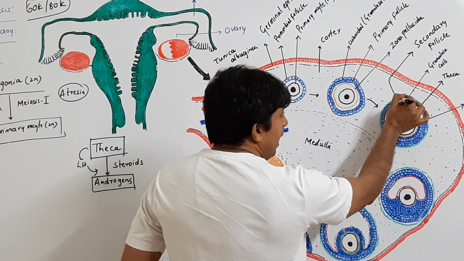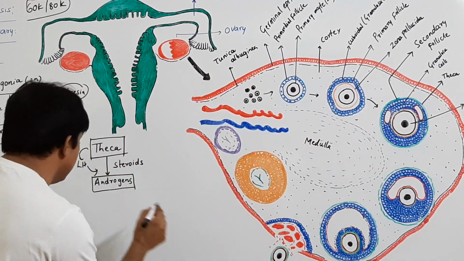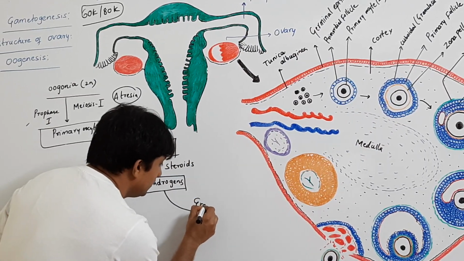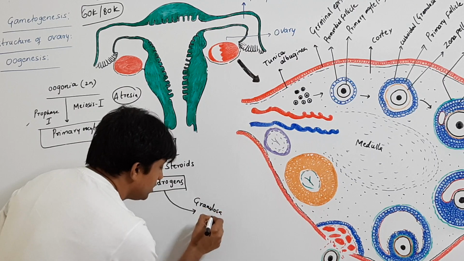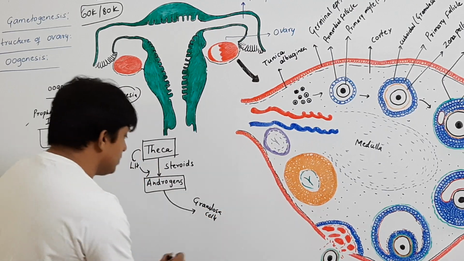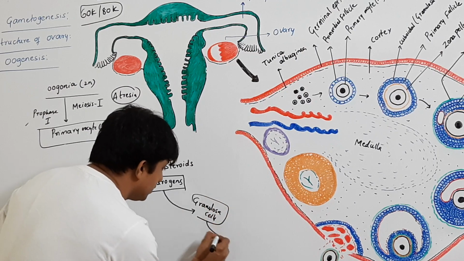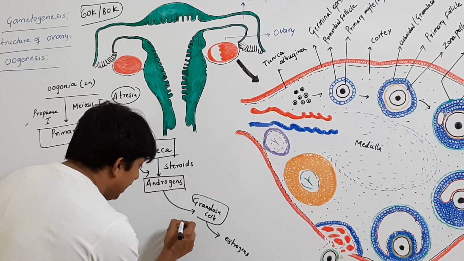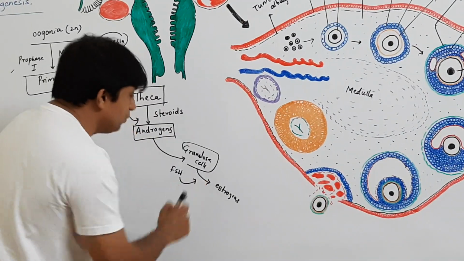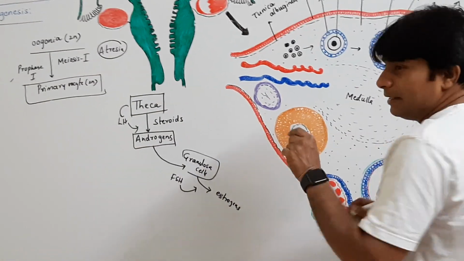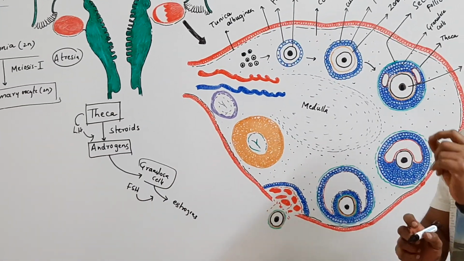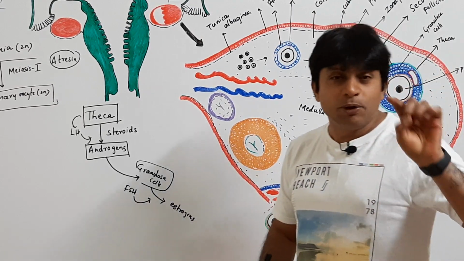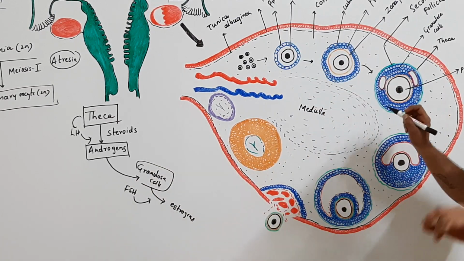Fine. So all the androgens that are produced by the thecal cells enter into granulosa cells. Now, these granulosa cells convert the androgens into estrogens under the influence of follicle stimulating hormone. So remember, a simple logic: everywhere in the book it is mentioned that the theca is responsible for formation of estrogens. But who is making estrogens? Estrogen is made by your granulosa cells.